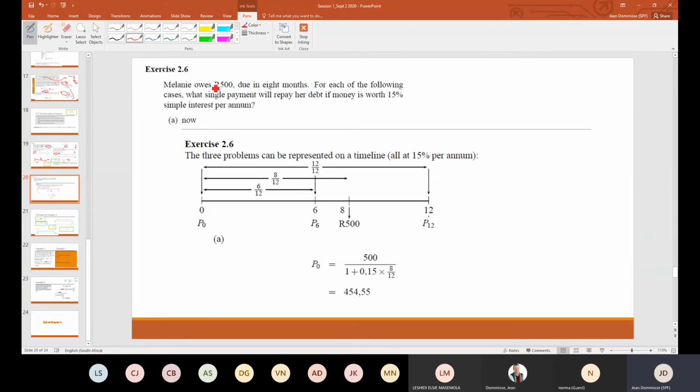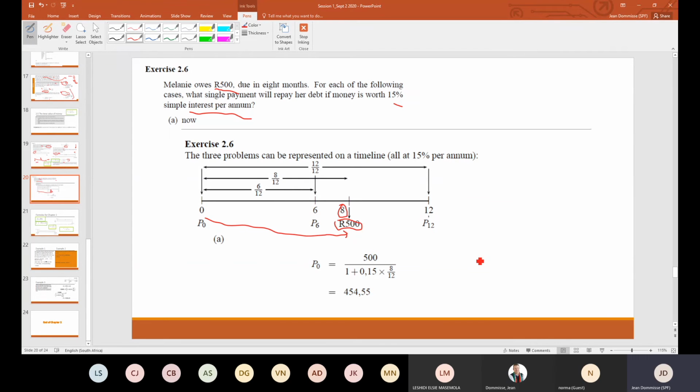So Melanie owes 500 due in 8 months' time. For each of the following cases, what single payment will repay a debt if money is worth 15% and it is done at a simple interest amount? Okay, so I think important, we'll first use that timeline. So money is owed now for 500, and that is due in the 8 months time.